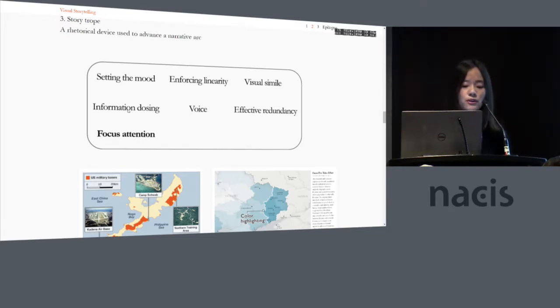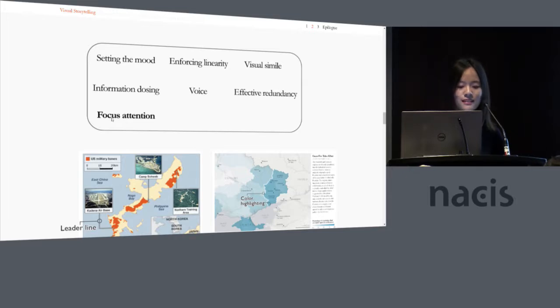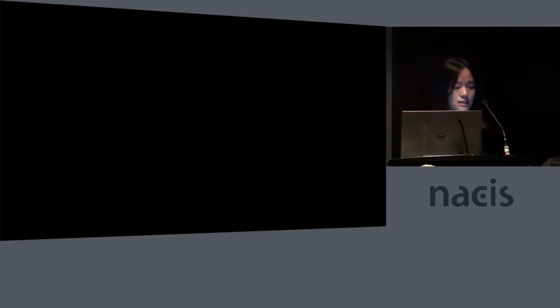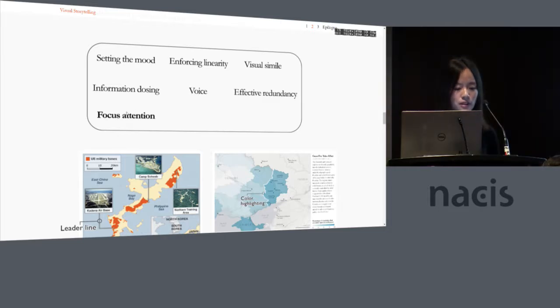And information dosing means you break a large chunk of complex information into pieces so the users can understand them better. For my study, I focus on the last trope, focus attention. It means that the author used different variables to draw their user's attention to a specific part of their story.